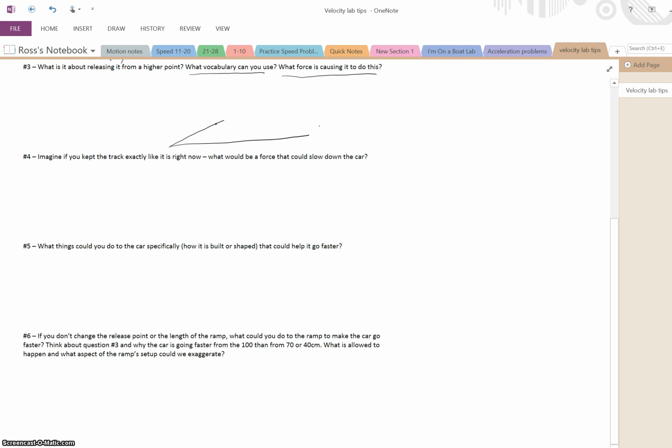I'm going to set up kind of, here's my little cart. Well, look at that, and it's heading down the track. Why, when we release it from here rather than over here, why does it go faster, right? Why is this faster? What is it about releasing it from a higher point, giving it a longer distance? What's going on there? Tell me all about that.